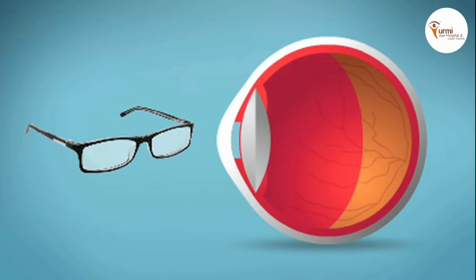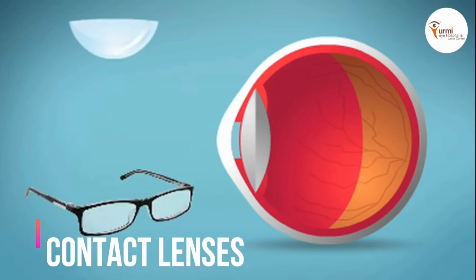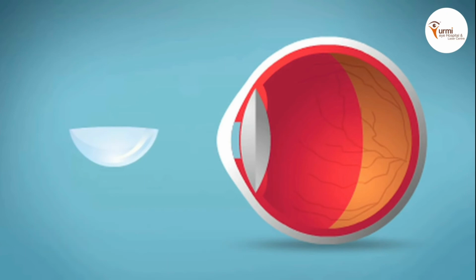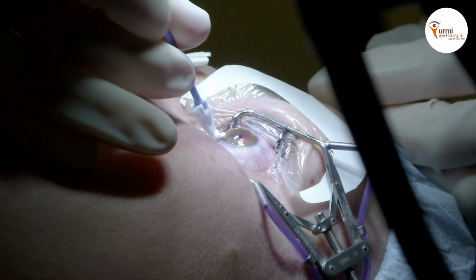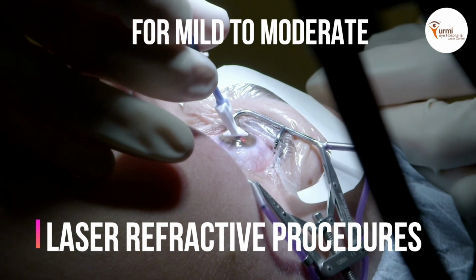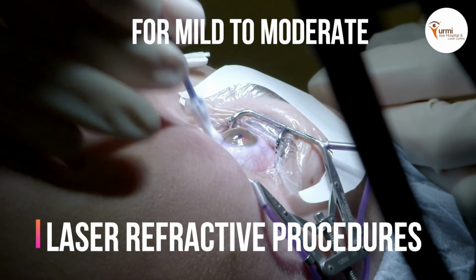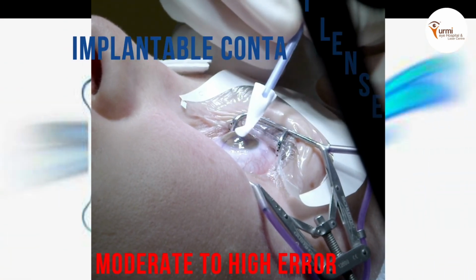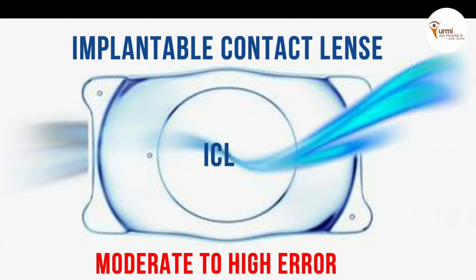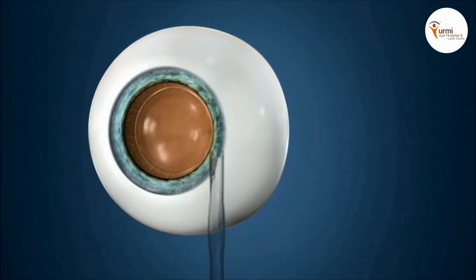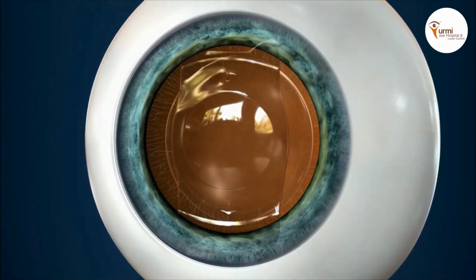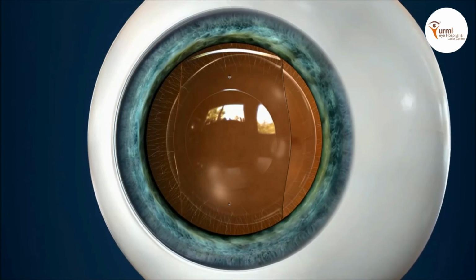But if you don't want to wear glasses for any reason, then contact lenses are the solution. It is a temporary one. For mild to moderate refractive error, laser refractive procedures are the options as a permanent solution. In moderate to high error, implantable contact lenses are implanted inside the eye, in front of the lens and behind the iris. It sits inside, so the refractive error is corrected.